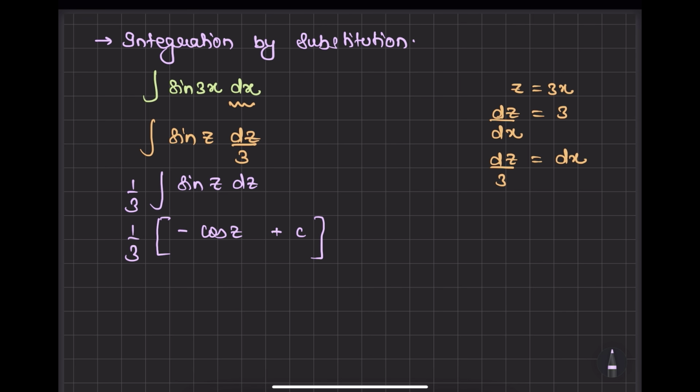This manipulation we did for our comfort. This wasn't the question part. The demand of the question was to integrate sine of 3x. So you have to remove the element that you have introduced. Now you have to remove this z. So can I replace z with 3x? Look at this. z was 3x, right? So now you have to replace. So it is this thing plus c.